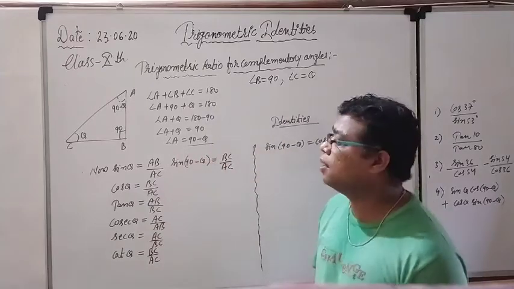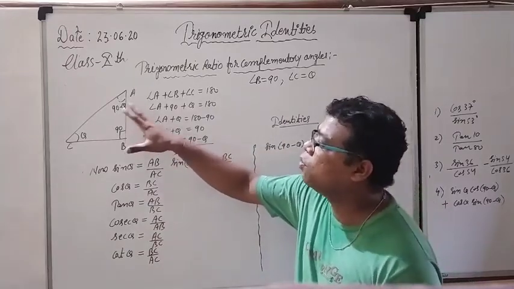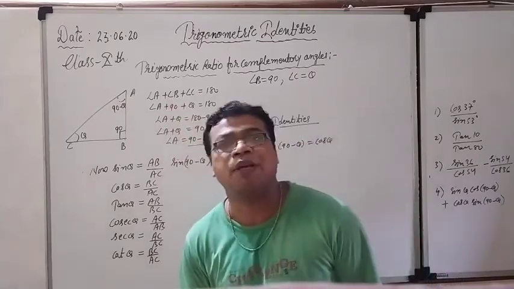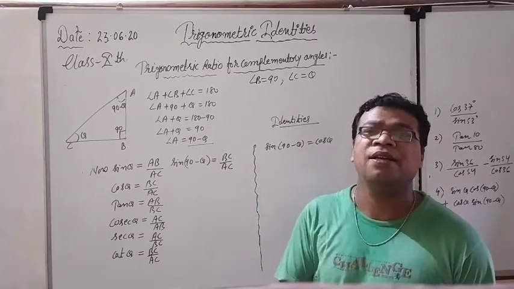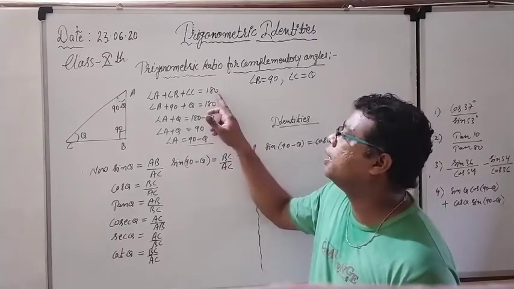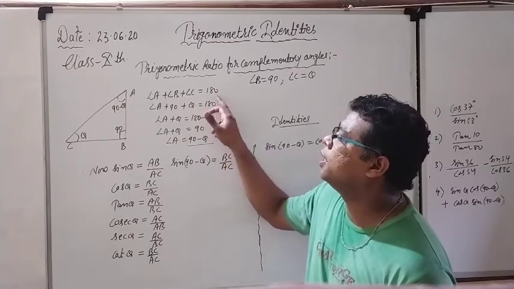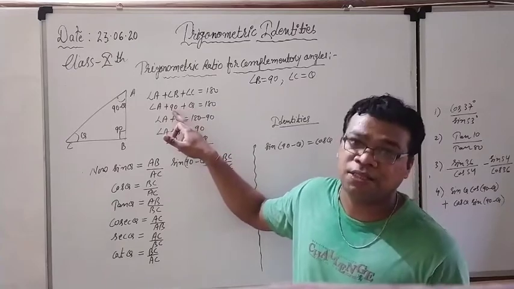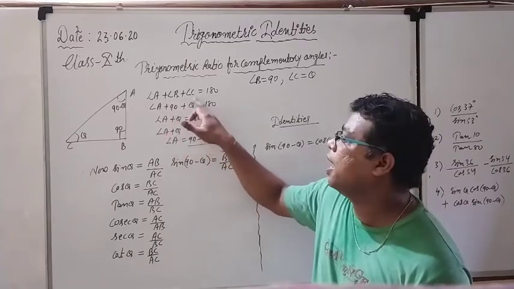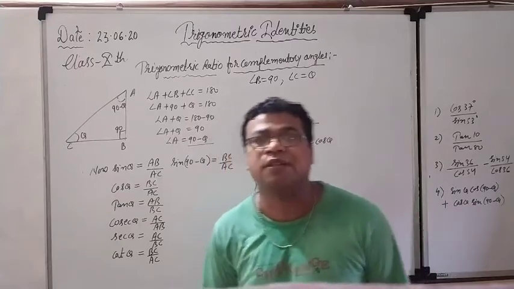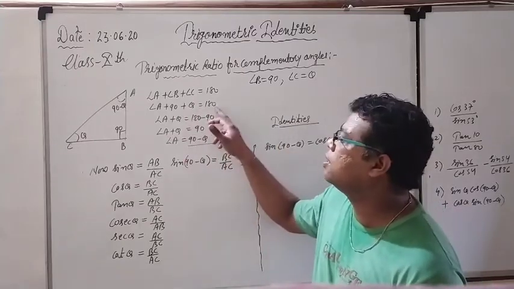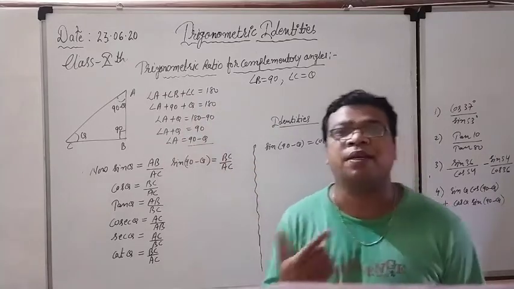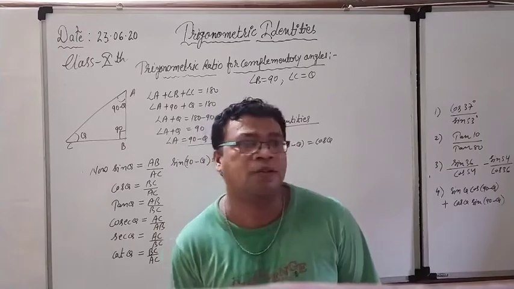We can say it directly, but if you want to see how it comes, we know the basic angle sum property of the triangle. It says that the sum of all the angles should be equal to 180 degrees. Angle A plus B plus C is equal to 180 degrees. Angle A I want to find out. Angle B is 90 degrees, because it is a right angle triangle. Angle C is the angle of consideration, which we suppose as theta. If you solve it, you finally get angle A is equal to 90 minus theta. Very easy, no need to worry.